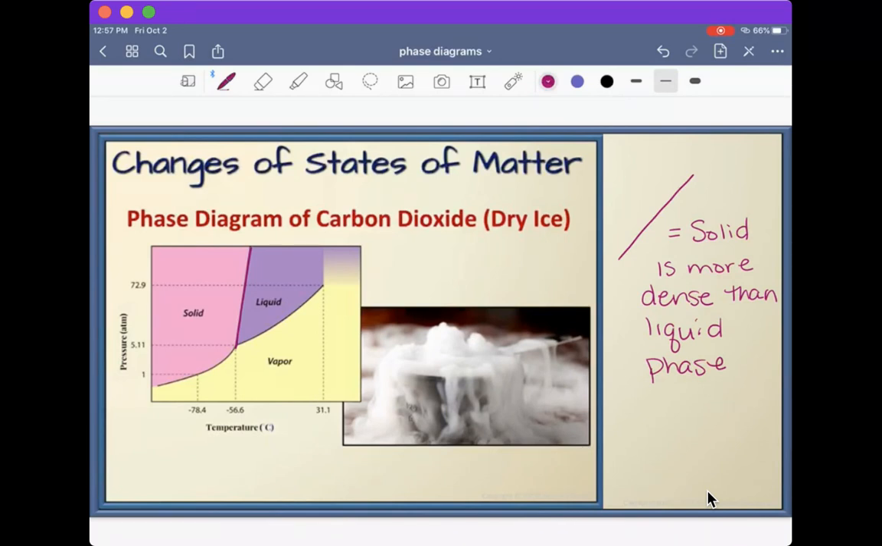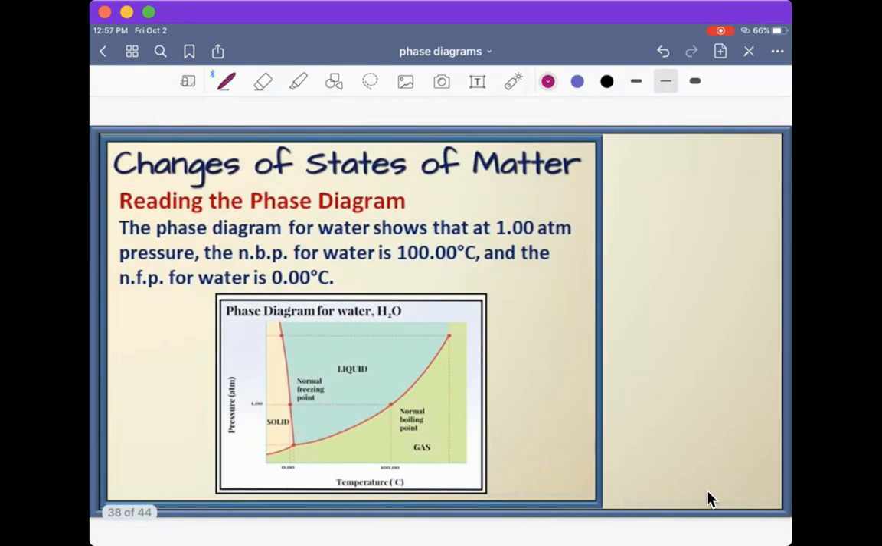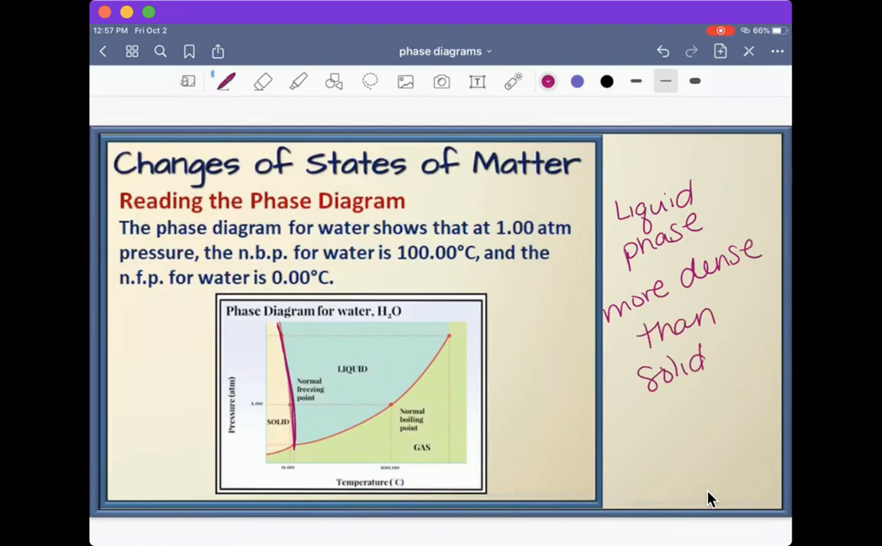If you recall, and I'm going to scroll back here, if you look at our liquid phase, I want you to notice that that line is more of a negative slope. It's either almost straight up or it's got a negative tilt to it. That tells me that my liquid phase is more dense.